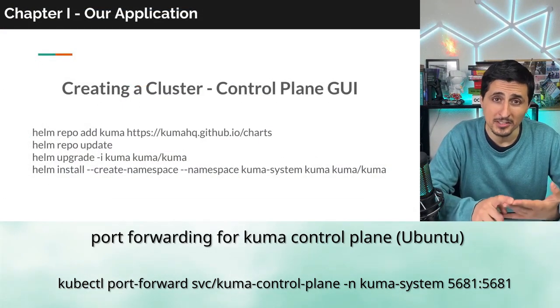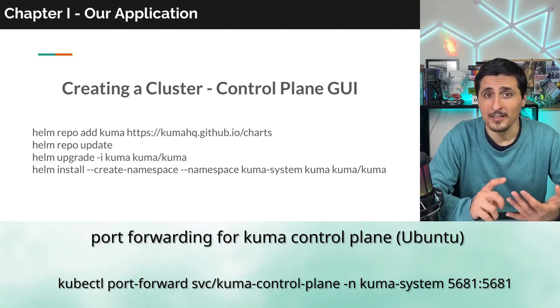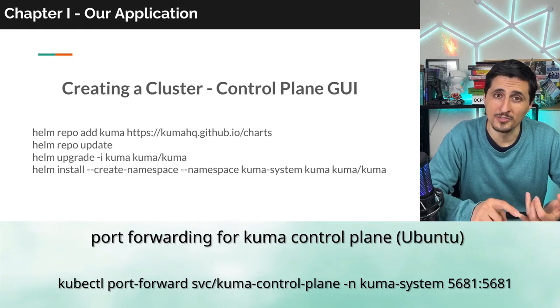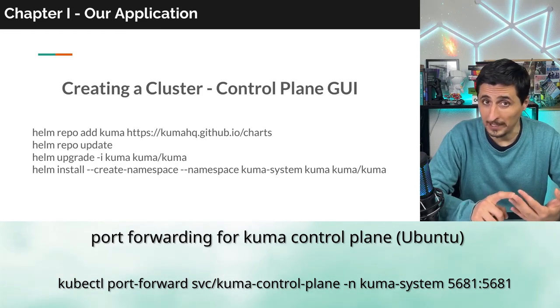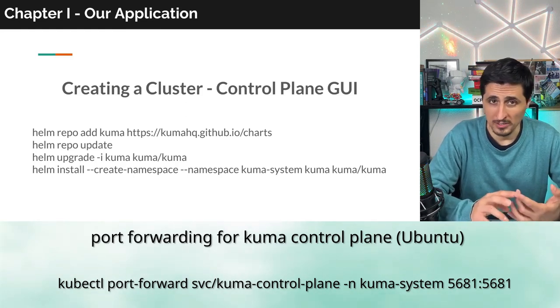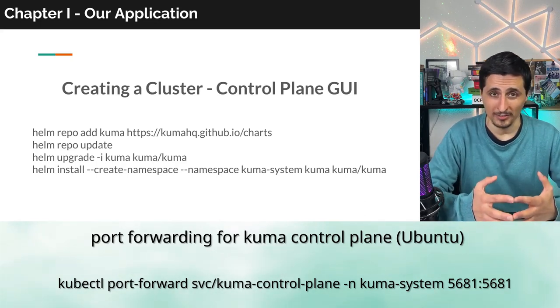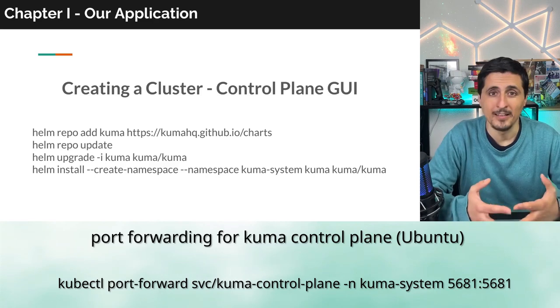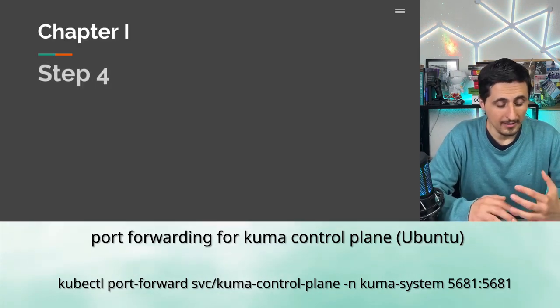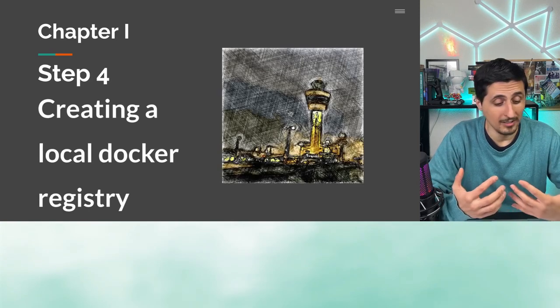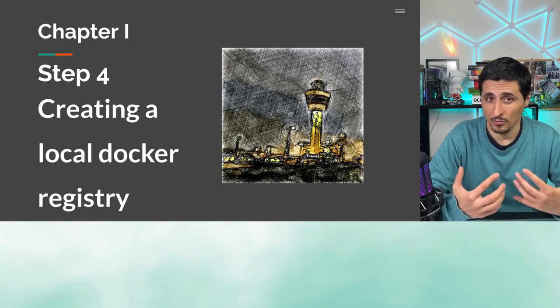We have created a cluster called WLSM Mesh Zone, and we have installed the Kuma control plane. So one is a GUI, the other one is a cluster, but we have not installed any container yet, and we have not installed anything related to Kubernetes. So now let's create something that is very important, which is the local Docker registry.